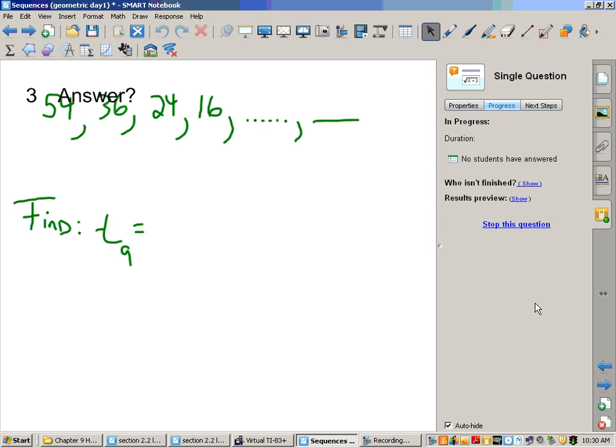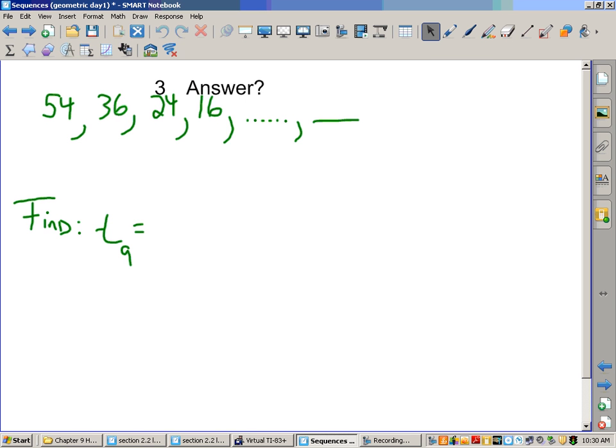I didn't have a question on this one, so I forgot to put the answer in there, but find the 9th term for that sequence. 54, 36, 24, 16. Find the 9th term.